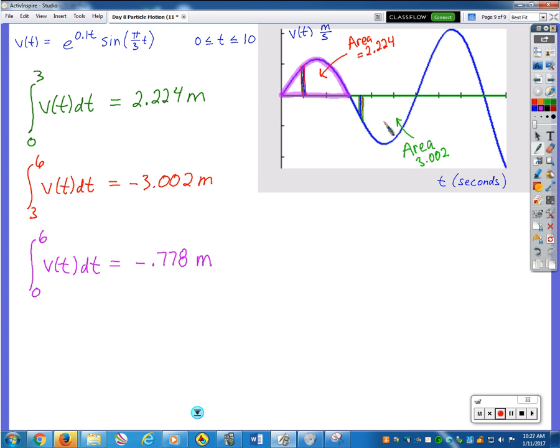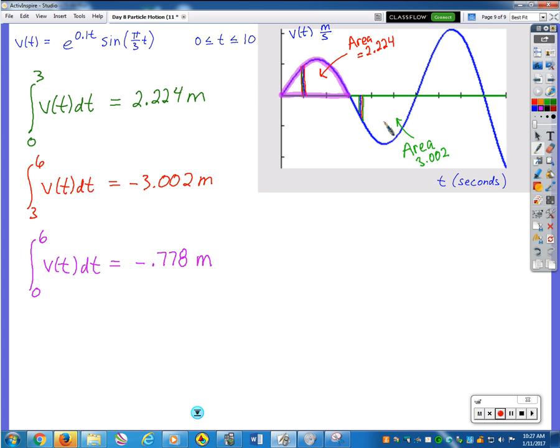Okay, so you're saying I get why it finds the change in position, but isn't negative 0.778 meters also just the position in that interval, because it's moving to the left, right?